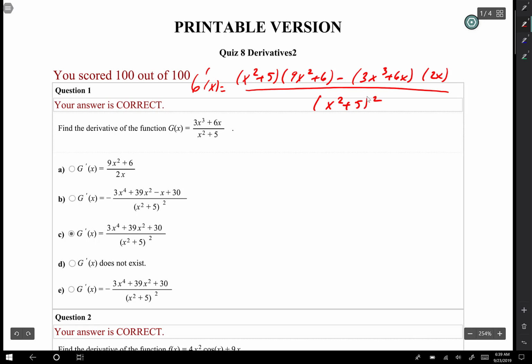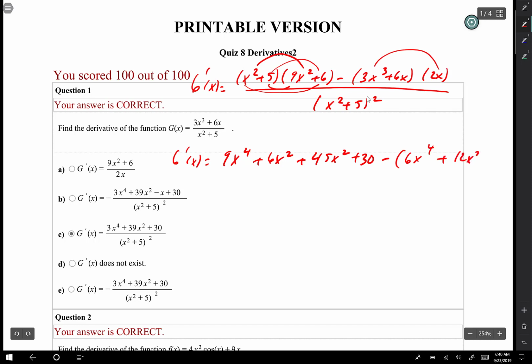Notice that the answer is not in there, so you're going to have to FOIL here. G prime of x equals 9x squared times x squared, that's 9x to the 4th. Then x squared times 6, that's plus 6x squared. 9 times 5, that's 45x squared. And finally, 5 times 6, that's 30. And then minus 2 times 3, that's 6x to the 4th plus 12x squared, all over bottom squared.